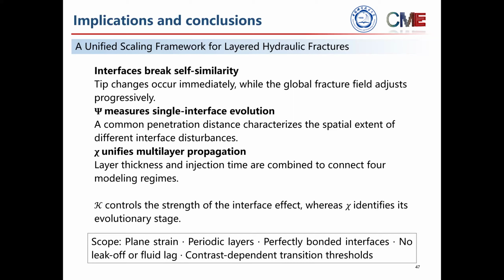Third, for the periodic multilayer, replacing that penetration distance by the layer thickness leads to a characteristic time and to the dimensionless time parameter K. This parameter combines injection time and layer thickness and organizes the transition among four modeling regimes: homogeneous, single interface, multilayer, and homogenized. Finally, the classical dimensionless toughness and the new temporal-spatial parameter play complementary roles. Kappa controls the background propagation region and interface sensitivity, while K identifies the evolution stage.